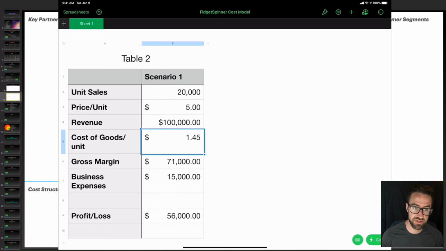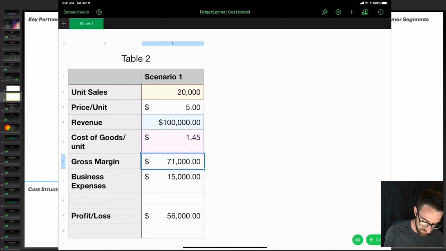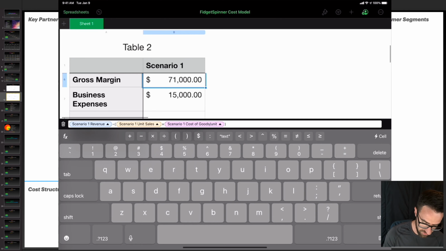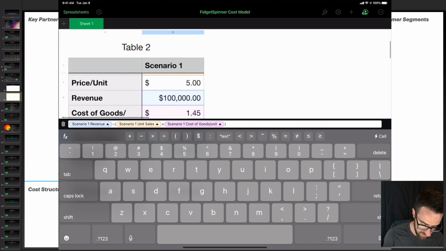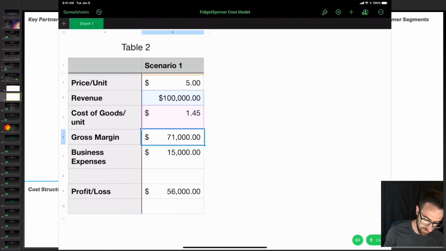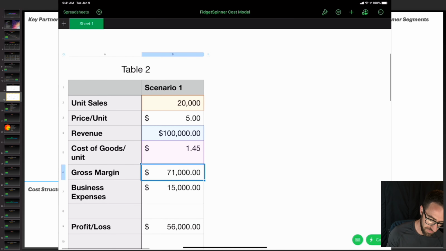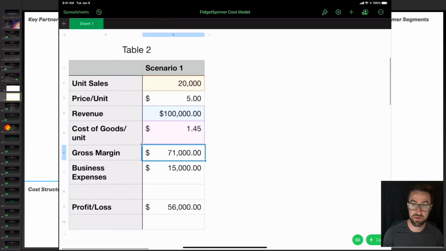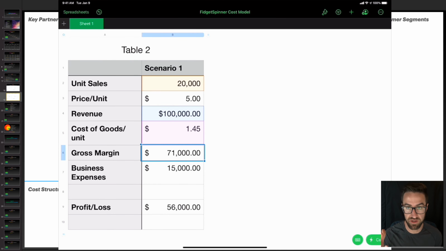Our cost of goods is $1.45 per unit, which means we've done some math here. If you want to look at the formula, we took our gross margin, which is $100,000, and from that we subtracted our total units, which is 20,000, multiplied by our cost per unit, which is $1.45. And so we subtracted that from our income, right? And that gives us $71,000 after our product costs.